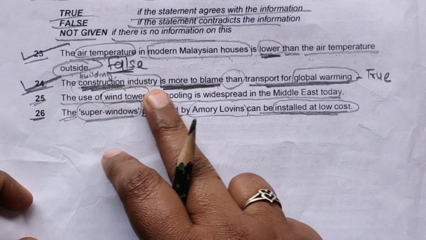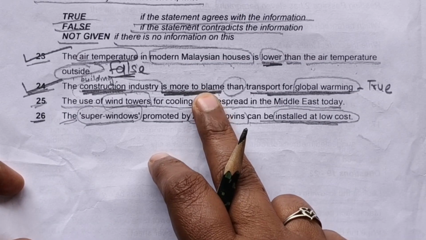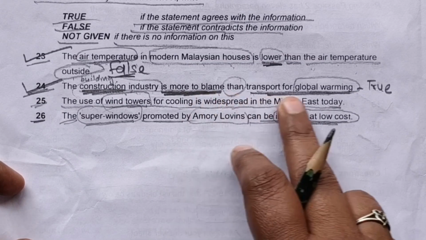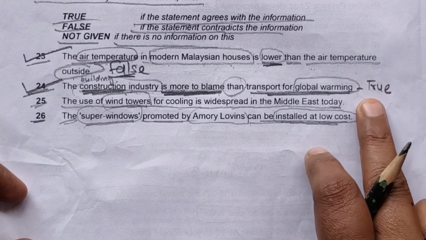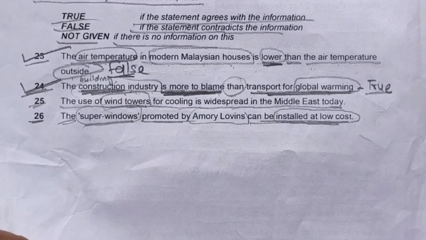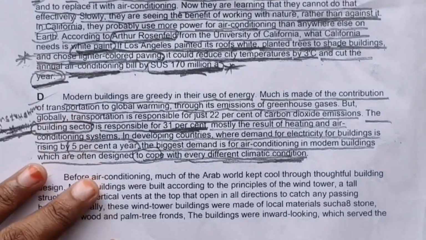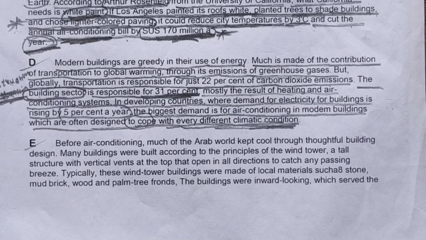The construction industry is more to blame. Why more to blame? Because they are emitting more carbon dioxide than the transport industry for global warming. So that's why we have written true here. So we will write true in front of 24 in our answer sheet. I hope you have understood this. Now we will move forward towards our E paragraph. So now let's quickly read our E paragraph.